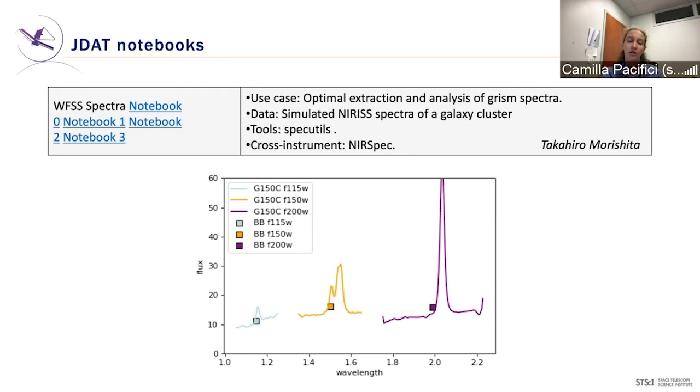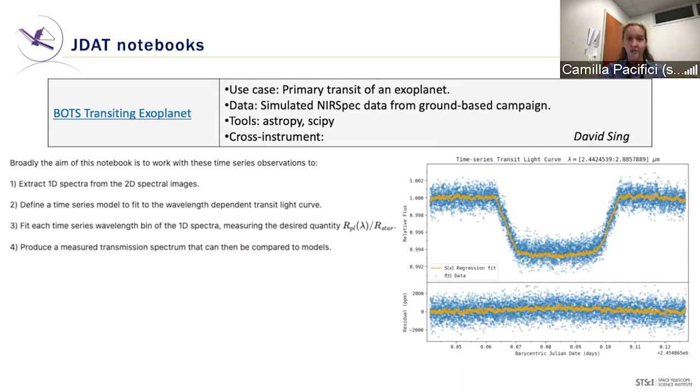The authors are on call today, so you can reach them on Slack if you have questions. But I believe Ori and David, we'll see him later for another notebook, actually the next one, are online. So you can also reach them directly here. Here is David Singh's notebook, about transiting exoplanets with NIRSpec BOTS. So there is a simulated data set for NIRSpec BOTS, and the tools used are AstroPy and SciPy mainly.